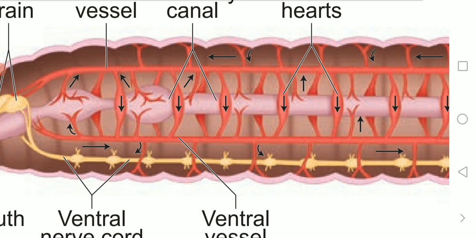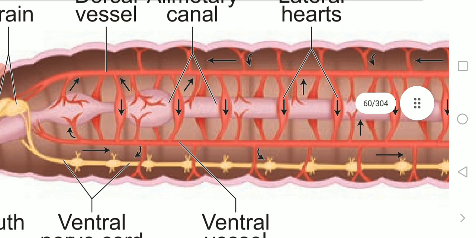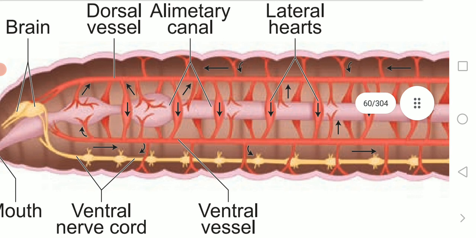These vessels run on either side of the alimentary canal and pump blood from the dorsal blood vessels to the ventral blood vessels. The dorsal vessel receives blood from various organs in the body, and the ventral vessel supplies the blood to the various organs. Here, as we are seeing, the dorsal vessel, on top of the alimentary canal, receives the blood from various organs, and the ventral vessel supplies the blood to the various organs.